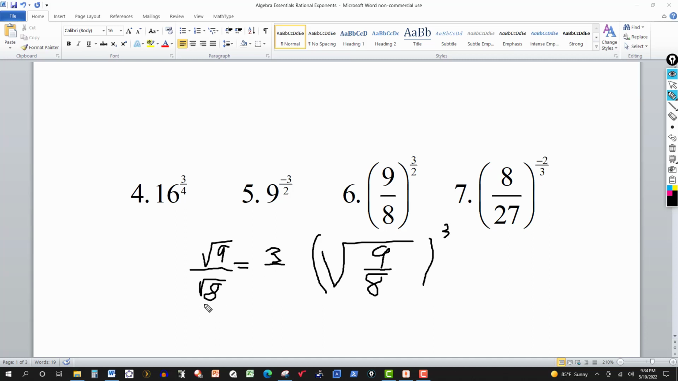And 8 is not a perfect square, but it has a square factor that we can bring out: 4 times 2. So the square root of 4 is 2, and then the 2 stays under the radical, so we get this. Okay, so then we come over here and replace this by 3 over 2 times the square root of 2, and then we're cubing that.